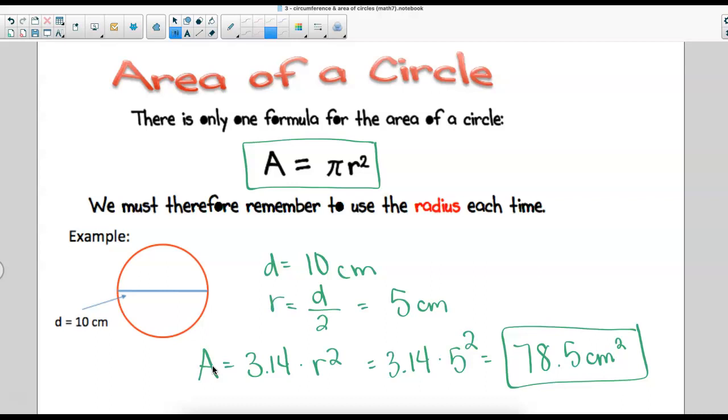Now, area is different from circumference, right? Circumference is around it. Area is covering it.